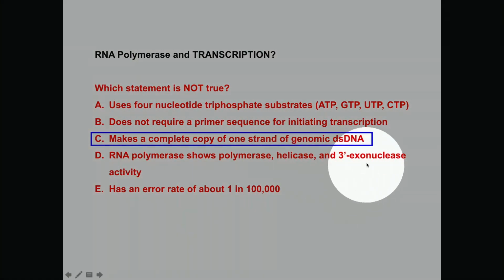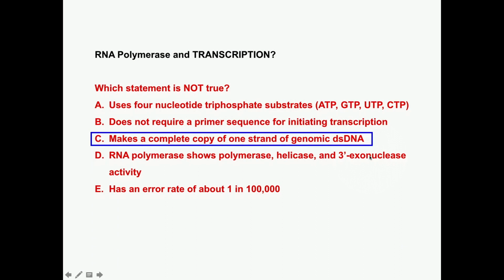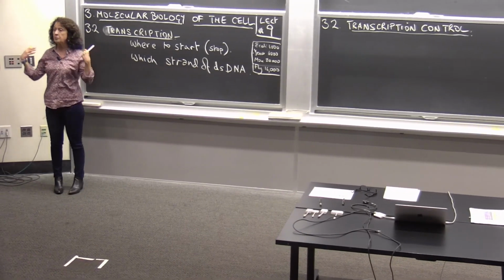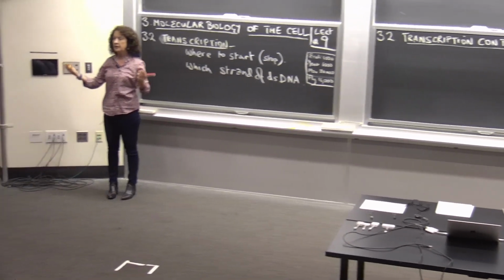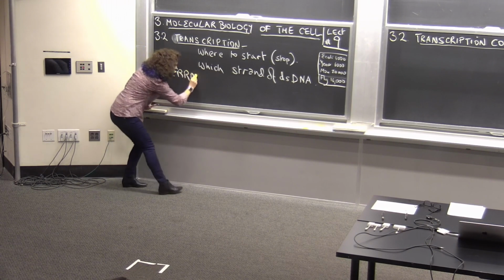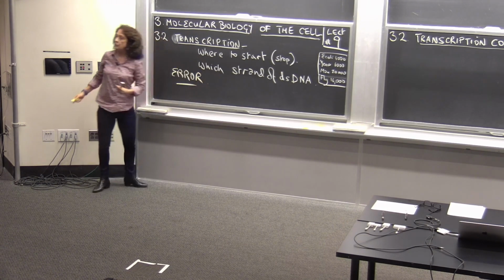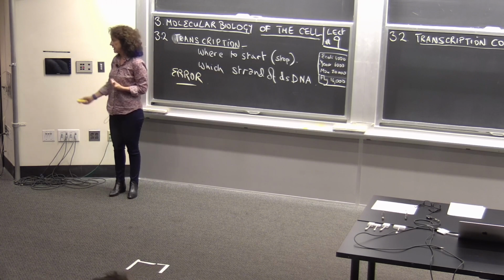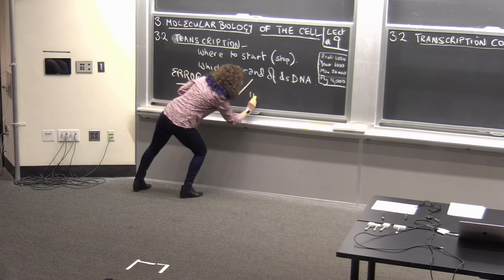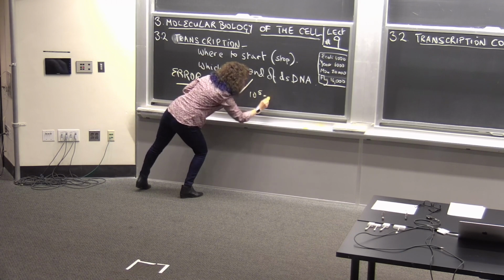And it also has a 3' exonuclease, which means that RNA polymerase is able to do its own proofreading, just like the DNA polymerase. So the error rate is similar to the error rate with the exonuclease activity for DNA. That's about 1 in 10 to the 5 to 10 to the 6.